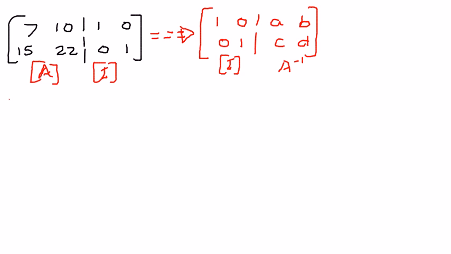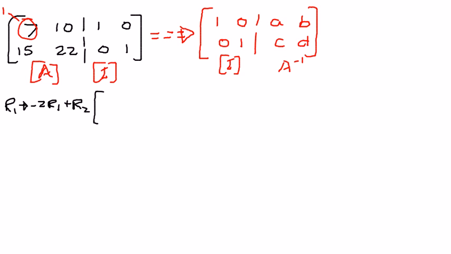So let's get started. We want to make this location equal to 1, and to do that we're going to write this out as follows. The new R1 is going to be equal to minus 2R1 plus R2. If we do that, we should be able to get a 1 there.